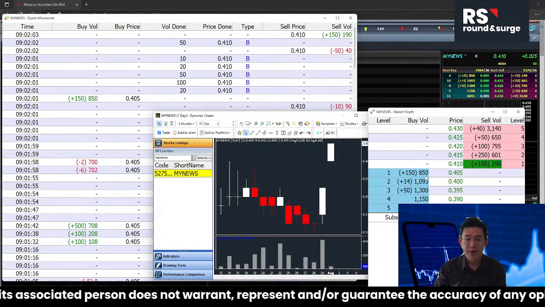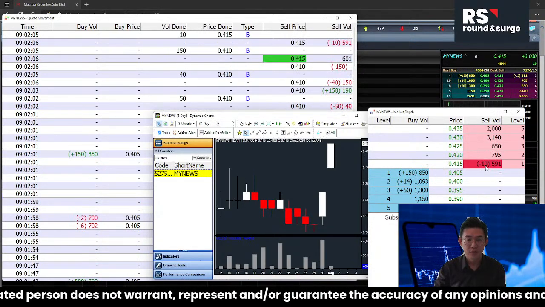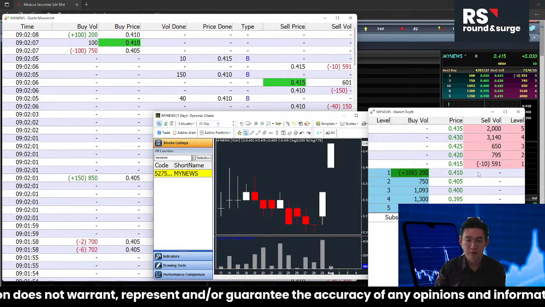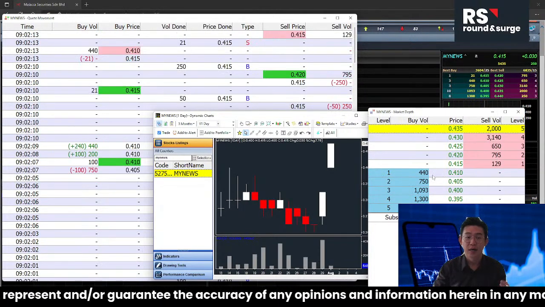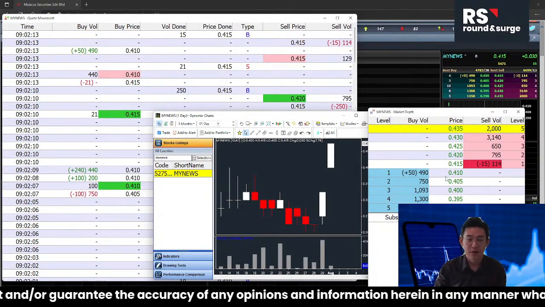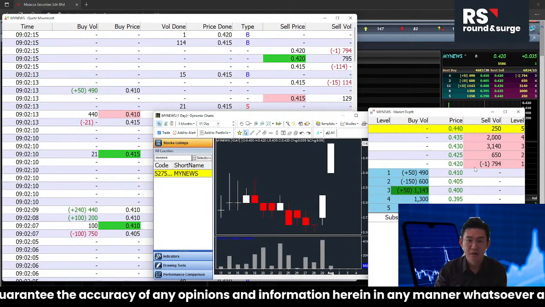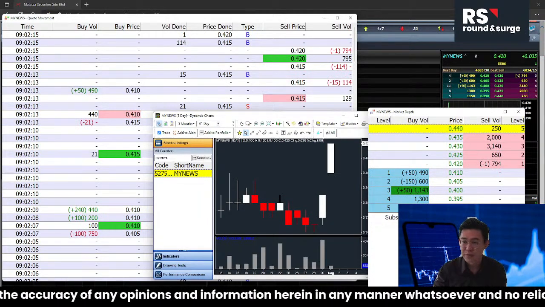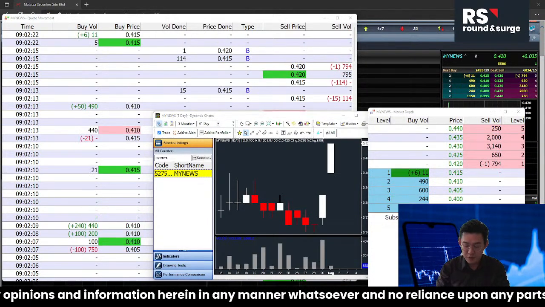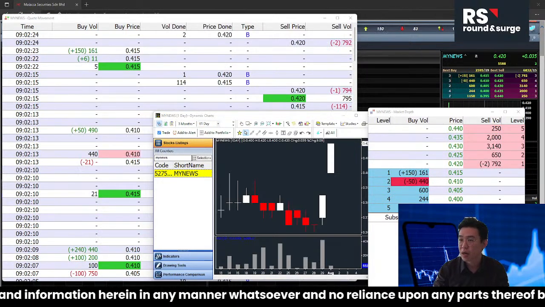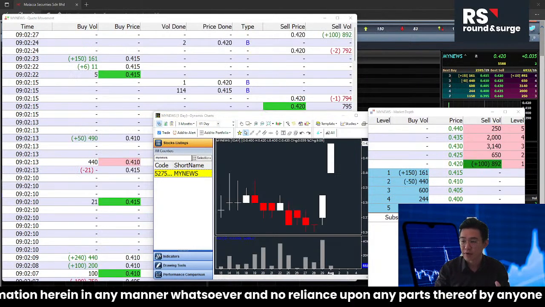So 405 right now, refill up to 850 so far. So we can see that they clear 410. So 410 right now, they need to refill that back. So okay, they already cleared 415, but it's bounced back down. So 420 right now. So 2 cents of profit that we can see from here. Paper profit. So don't get too excited about it because it's just a paper profit.